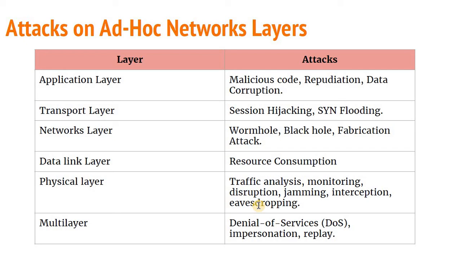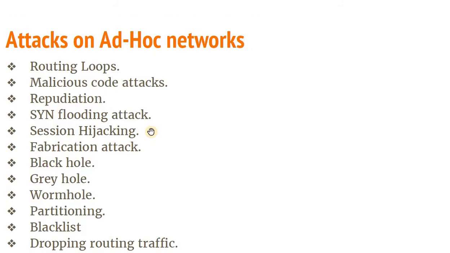Now the multi-layer attacks. There are some attacks that combine many layers, like denial of service. The denial of service attack can be seen in the data link layer as well as in the network layer. Impersonation acts at the network layer, because if the IP address gets modified, it is used to make the communication across the network layer, data link layer, and physical layer. And the replay attack can be performed over the network layer as well as the transport layer. Then attacks on ad hoc networks are already explained by me, so I am not explaining them again.